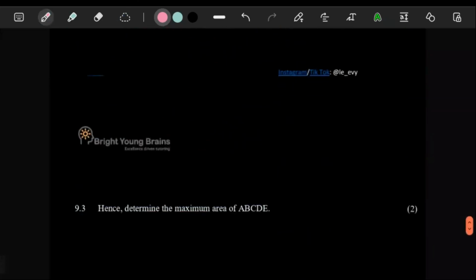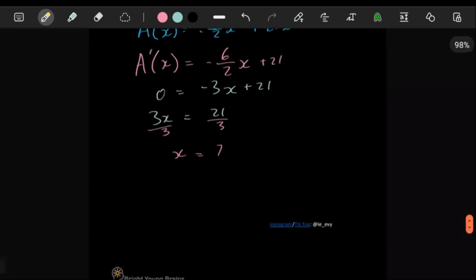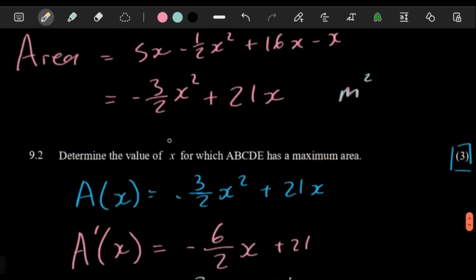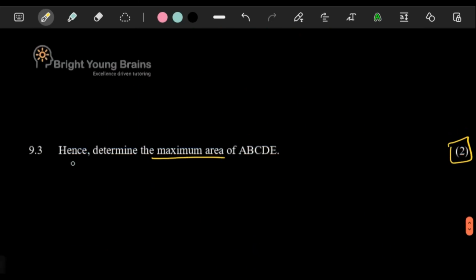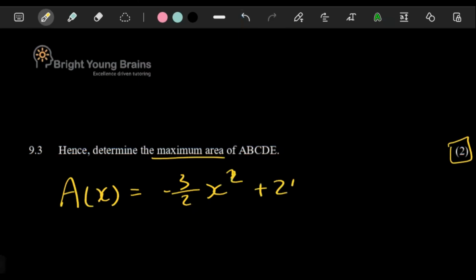So for 9.3, for 2 marks, it says here, hence determine the maximum area. So here you see the link is that the previous question asked us for a value of x that results in the maximum area. This one is asking for the actual maximum area. So in the area equation, we are going to throw in our value 7. Wherever x is in our area formula, we're going to throw in the value 7, and then we're going to get the actual maximum area.